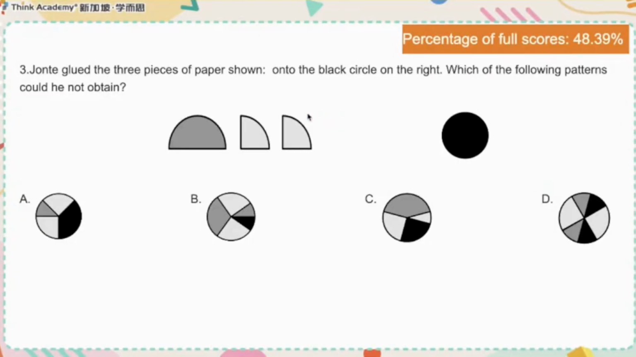Then this time, let's take a look. You see, this question is just like a disaster. Only half of us got it correct, so be careful. This is the third question. We can see we glued the 3 pieces of paper as shown. These are 3 pictures, right? Onto the black circle on the right side. Which of the following patterns could he not obtain? Okay, so let's take a look.